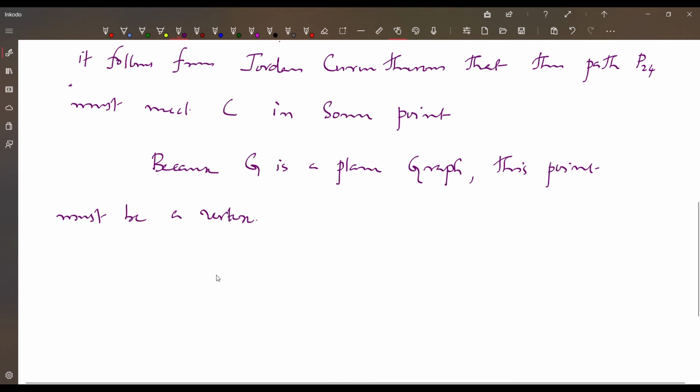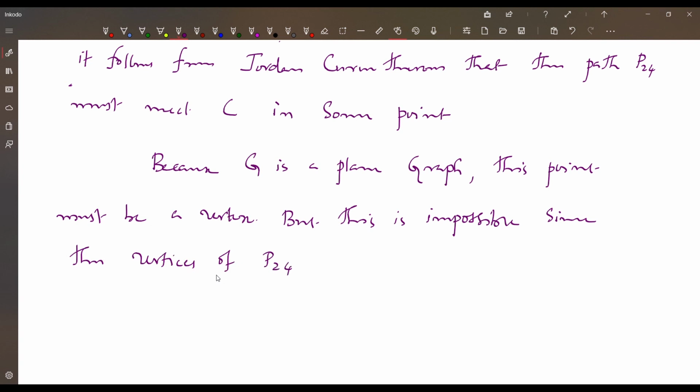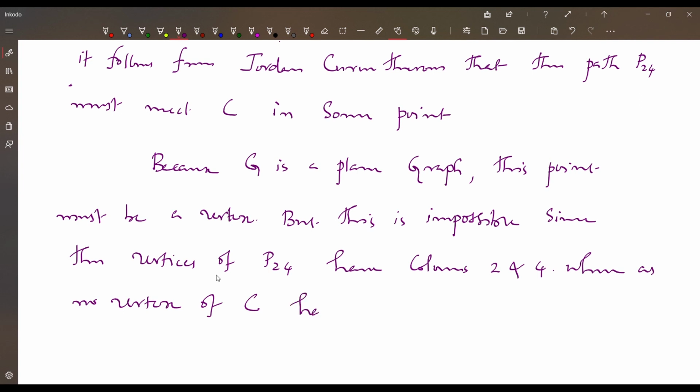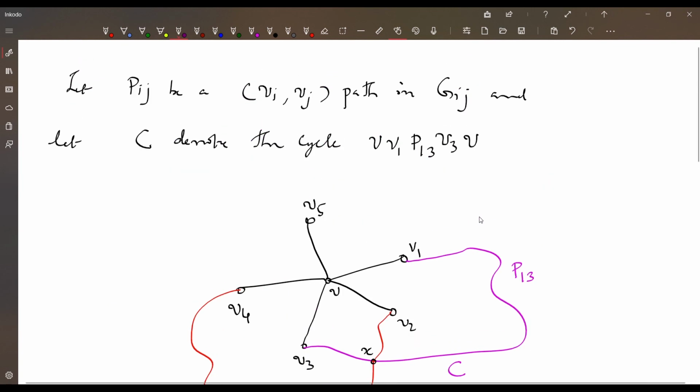But this is impossible since the vertices of P24 have colors 2 and 4, whereas no vertex of C has either of the colors. So we get a contradiction. This proves the 5-color theorem.